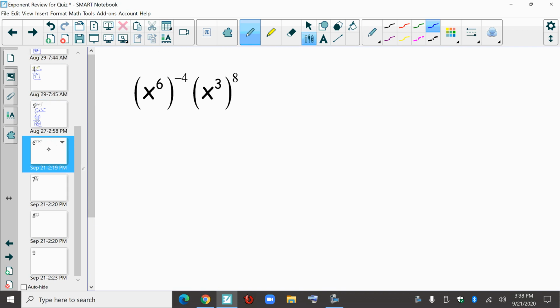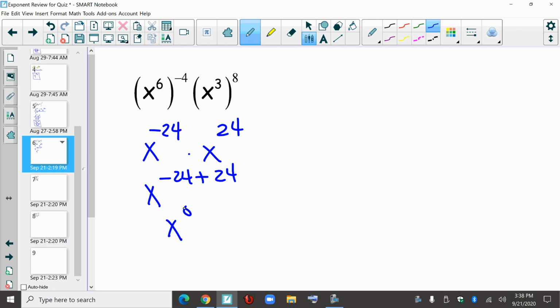Next, these are powers on the outside, so I'm going to multiply them. That's negative 24 times x to the positive 24. Add those exponents together, and you're going to get x to the 0. Anything to the 0 power is always a forever 1.